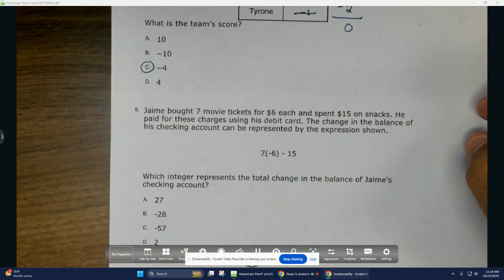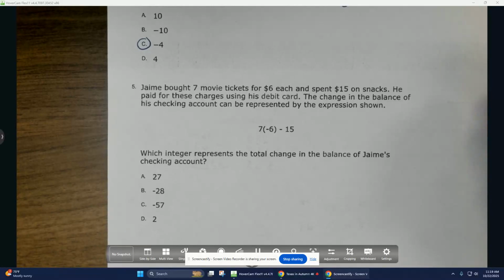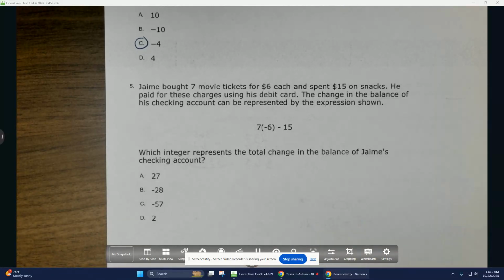All right, number 5. Jamie bought 7 movie tickets for $6 each and spent $15 on snacks. He paid for these charges using his debit card. The change in the balance of his checking account can be represented by the expression shown. Which integer represents the total change in the balance of Jamie's checking account?